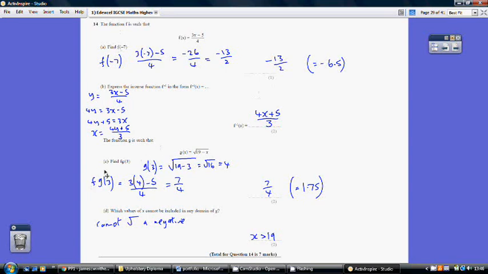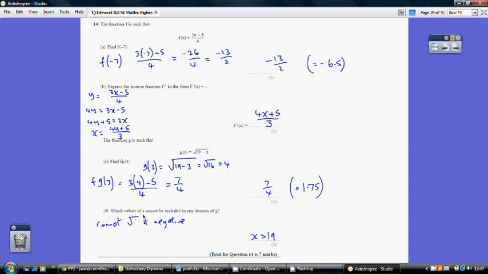Now for part C, we've got to find fg of 3. Now be careful here. This is when you substitute 3 first of all into the g function and get an output, and substitute that output into the f function. So get it the right way around. So popping a 3 into the g function, we get 19 minus 3 being 16, square root of 16, which is 4. And then we take this 4 and substitute that into the f function. So 3 4s are 12, minus 5 is 7, 7 over 4, which is 1.75 if you liked.